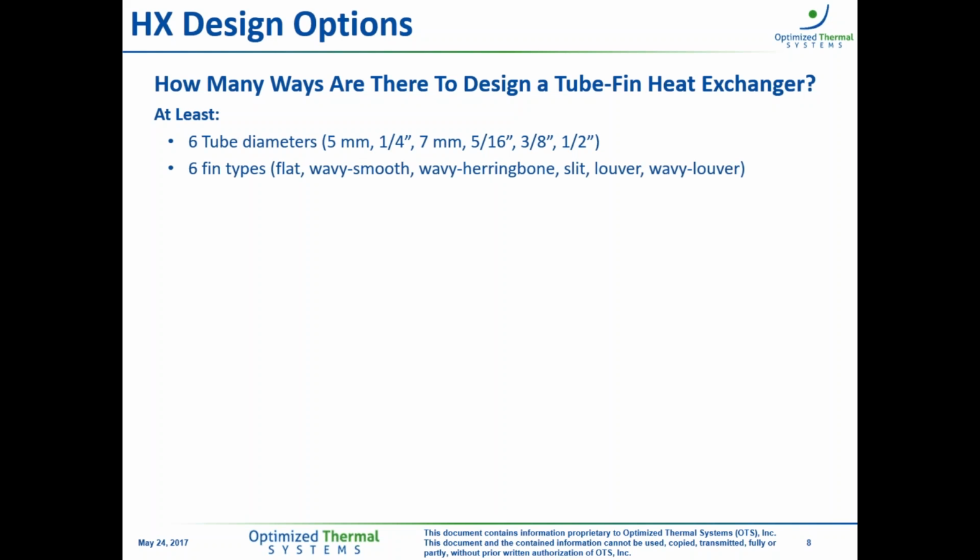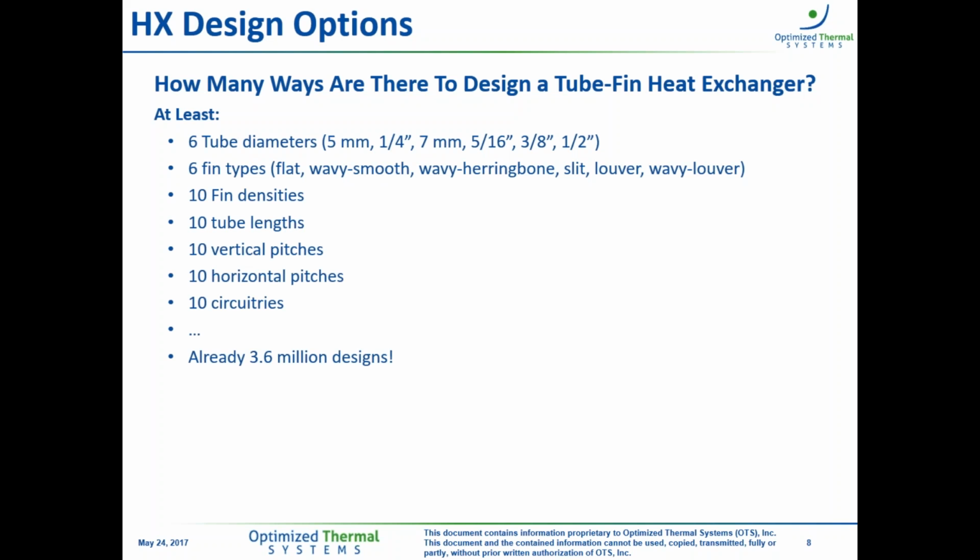There are continuous variables where there really could be infinitely many options to us, such as tube length, fin density. We could pick really any value, but we can imagine at least 10 different fin densities, tube lengths, 10 different pitches between the tubes in each direction. We could come up with a number of different circuitry configurations, but this is going to already produce something like 3.6 million designs. So it's a really comprehensive design space, and we've really come up with a coarse parameterization of all our variables here.